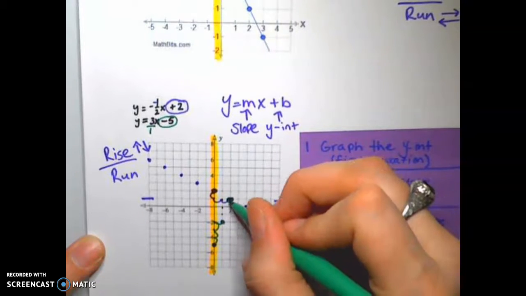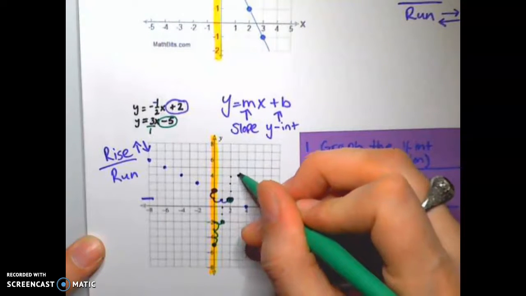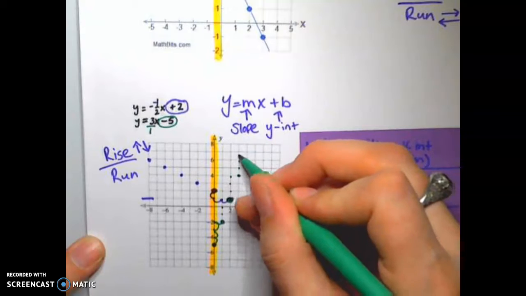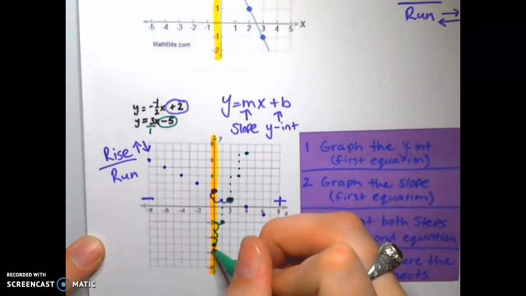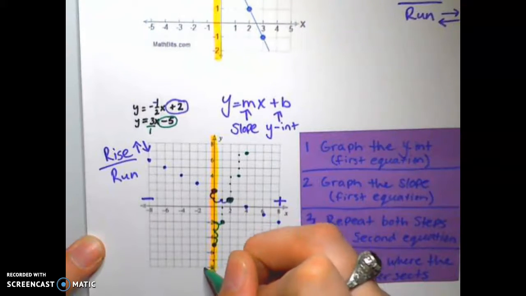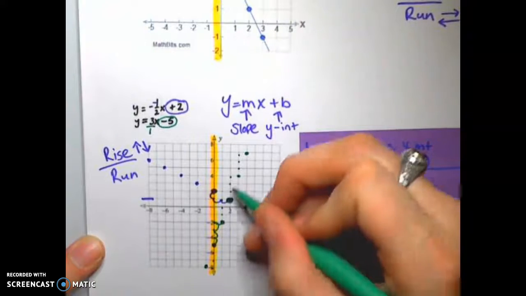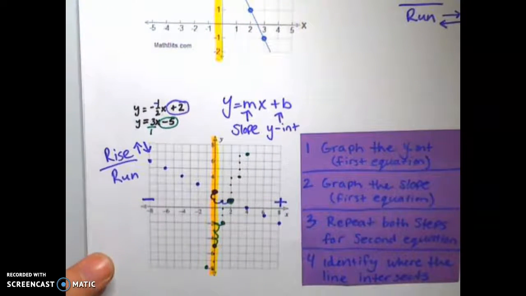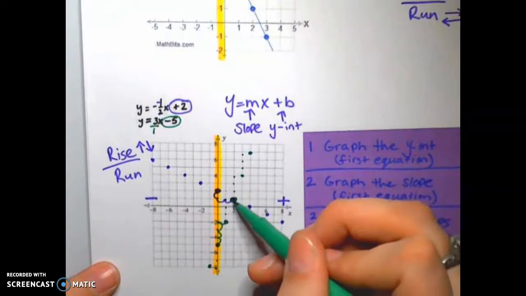I'm going to keep going. 1, 2, 3. Over 1. 1, 2, 3. Over 1. And I'll go backwards. Down 3. 1, 2, 3. And over 1. So now I have a line here that you can see with dots. And then I found where our two dots collide.